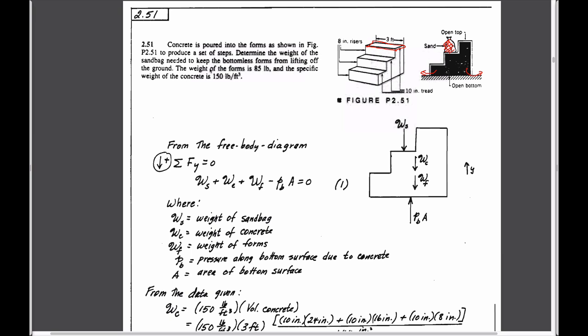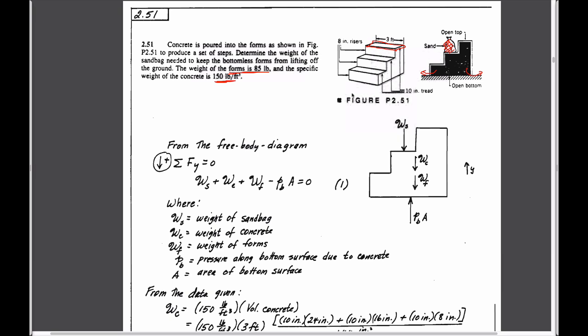We know a few things about it. I guess we know the top must be open. We know the weight of the form is 85 pounds, so the physical weight of this. And the weight of the concrete that goes in here, the specific weight, is 150 pounds per cubic feet. If we can calculate the volume of this form, we can also calculate the weight that results and then the force that results as a portion of that. So I guess the weight will be equivalent to the force.